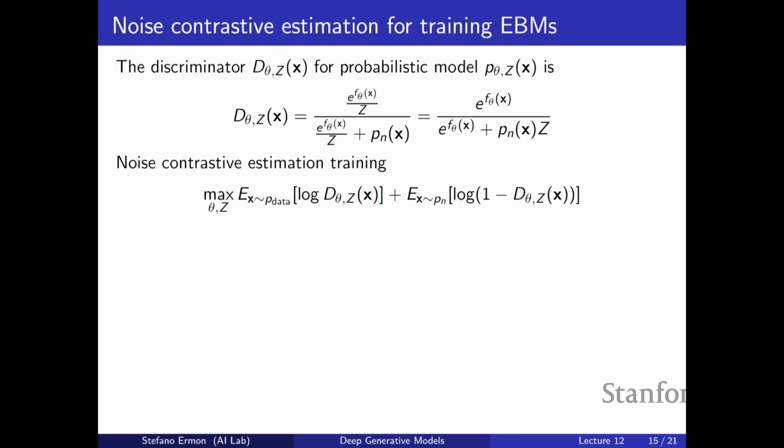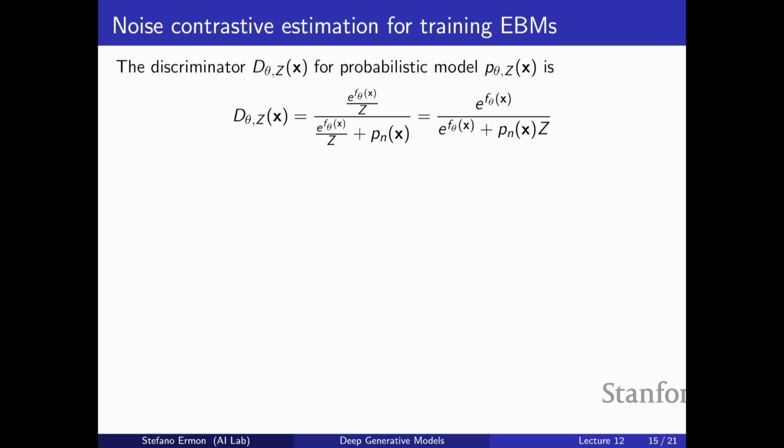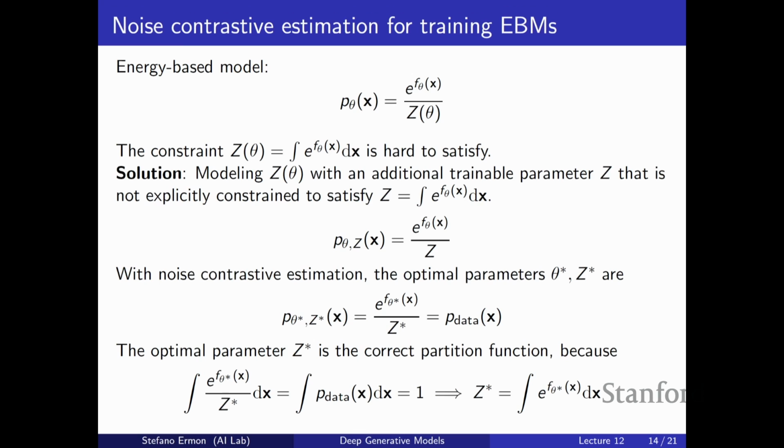So if you have infinite data, will Z converge to the integral? Yes, if you have infinite data and somehow you're able to perfectly optimize over theta and Z, then we know that the optimal solution over theta and Z will be one where this matches the data distribution. The only way for that to happen is for Z star to be the true partition function of that energy-based model. But in practice, this is not going to happen. So you just get an estimate.